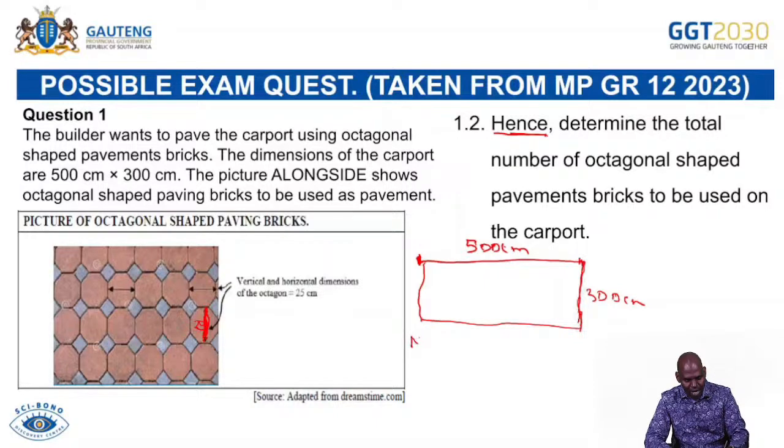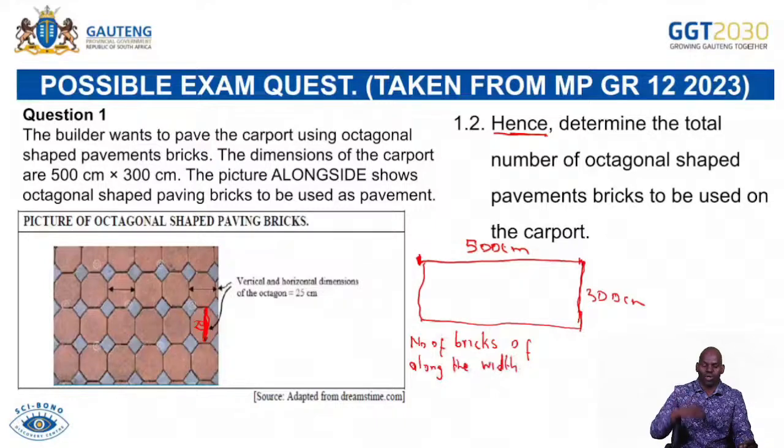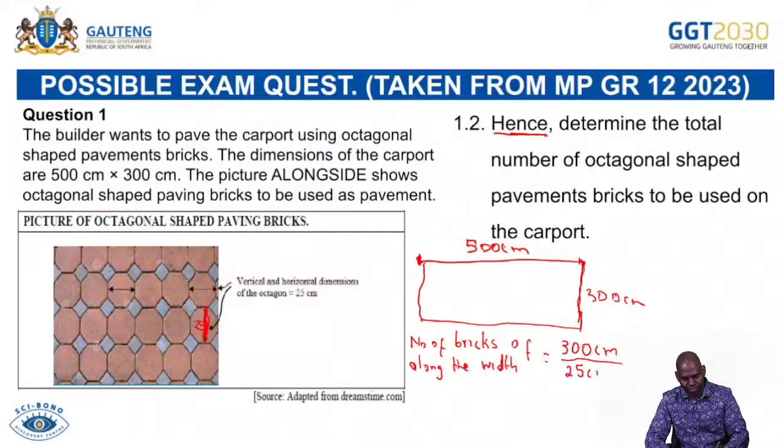So we say number of bricks along the width. So how do we calculate it? We take 300 centimeters and divide it by 25 centimeters. So 300 divided by 25, then I get 12. Remember that one we said 20, so it's about 20. I'm just going to indicate the circles.